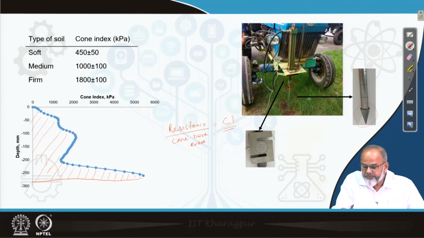On the right corner you can see how the cone probe is fixed onto a hydraulic cylinder. This is a double acting hydraulic cylinder, and the hydraulic power is taken from the tractor.